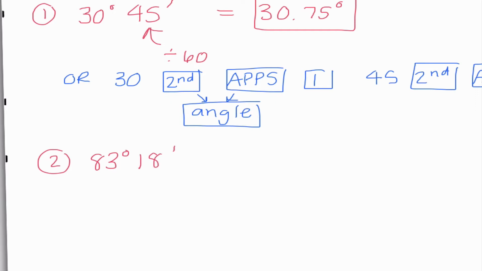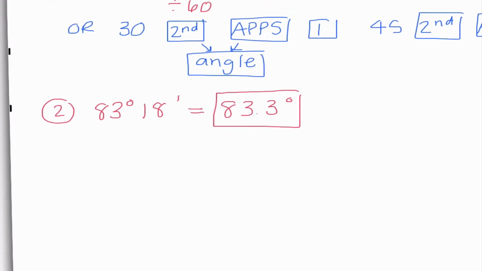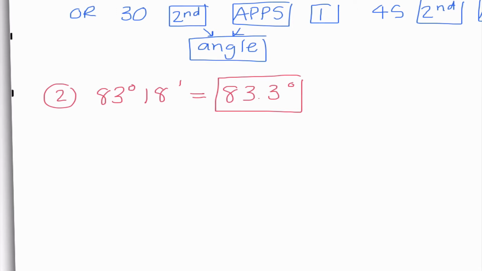So number 2, we have 83 degrees and 18 minutes. When I put that into my calculator, either way, whether I'm doing 18 divided by 60 or using that angle menu, I get 83.3 degrees. So if we see this in the chapter, don't let it confuse you or mess you up.